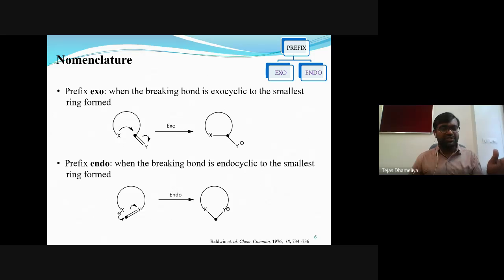Cation, sodium, potassium, or carbocation, carbonium ion, all of them we can call cation or electrophile. The reaction between electrophile and nucleophile can occur. So during this cyclization, if the bond which is breaking is outside of the ring, then it is called exo. Okay. So here you see, this was a double bond. Because of this, the double bond becomes a single bond.